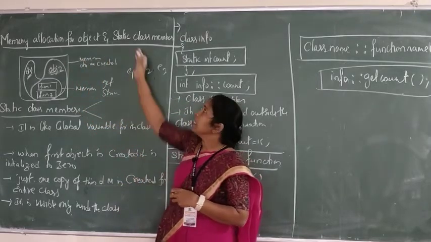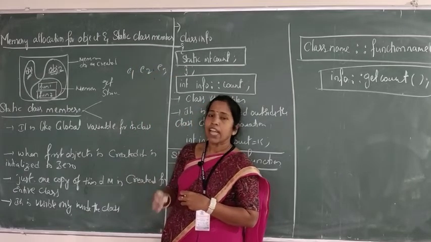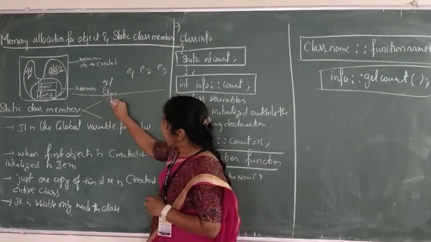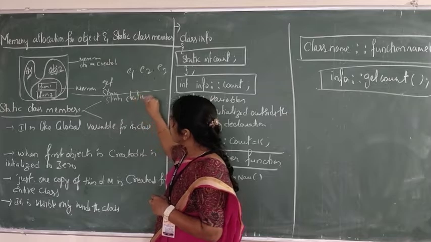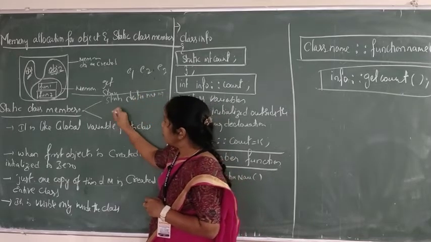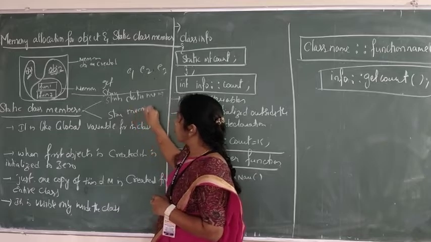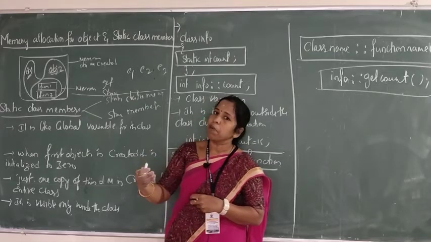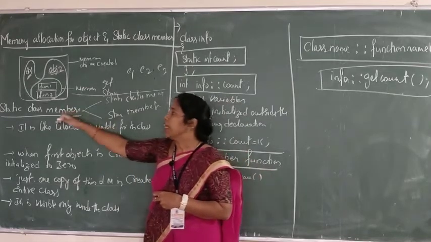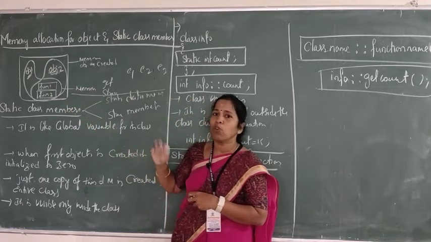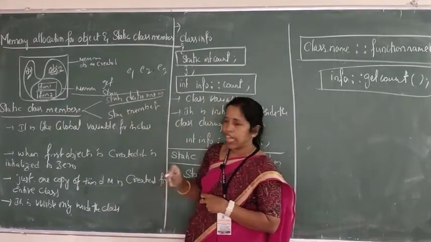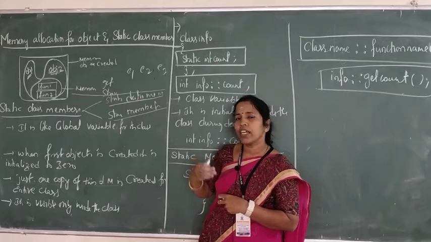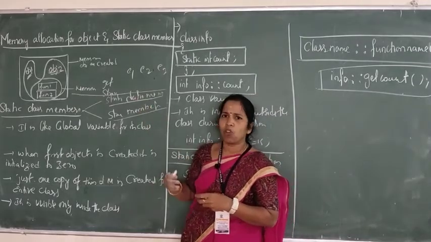So the next concept we have is static class members. Again, class members means what we have: static data members, and second, static member functions. I told you class members are the data members as well as the member functions. So when I take static class members, we have two things: static data members as well as static member functions. Both are again the same as normal variables and functions.